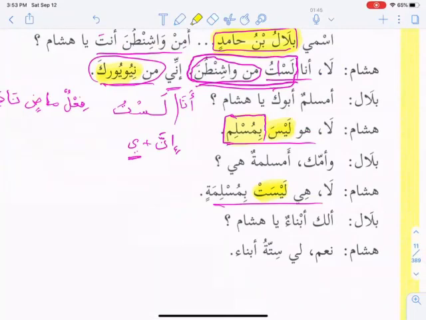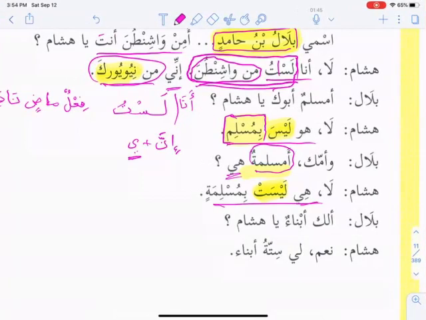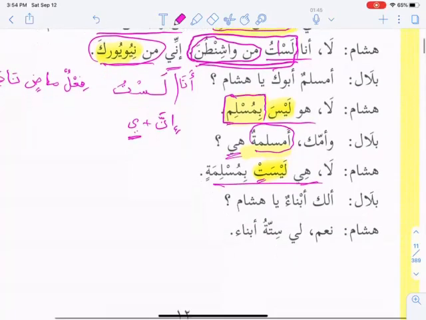See, we did not say here "Ummuka, here Muslimatun." No, this is the way it is to be said. Muslimatun here came in the end. La, here, laysat, see, laysat bi Muslimatun. What is this? Laysat, what is this? Because the ism is here. Okay, fine. Alaka abnaun ya Hisham?